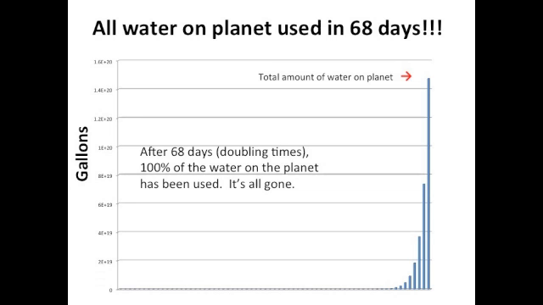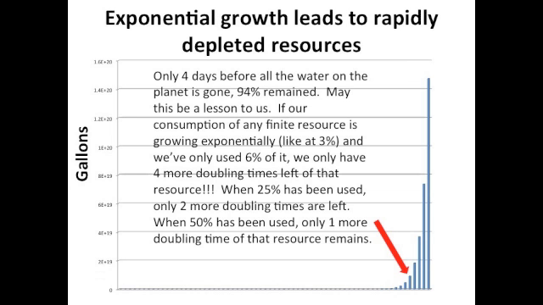If you ask me, that is one crazy consequence of exponential growth. Exponential growth leads to rapidly depleted resources. Only 4 days before all the water on the planet is gone, 94% remained. So may this be a lesson to us.